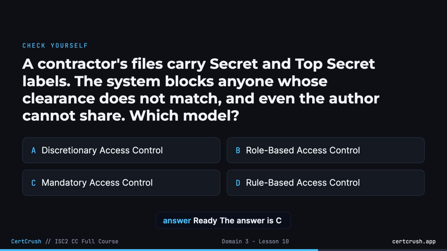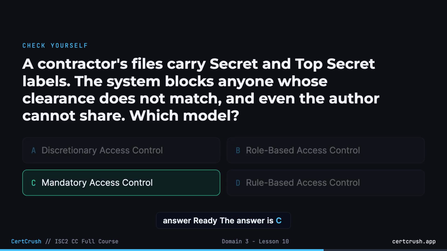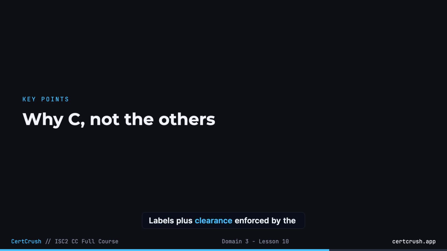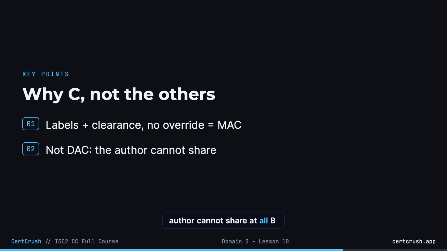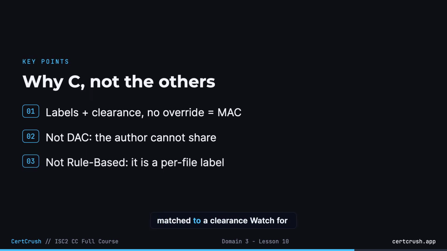Ready? The answer is C. Mandatory access control. Here is why. Labels plus clearance, enforced by the system with no personal override, is the definition of MAC. A is wrong, because discretionary means the owner chooses, but here, the author cannot share it at all. B is wrong, because access is set by clearance, not by a job role. D is wrong because rule-based applies one blanket rule to everyone, not a per-file label matched to a clearance. Watch for the words label, clearance, and classified. They point at MAC almost every time.